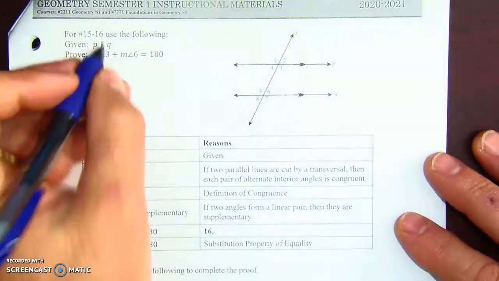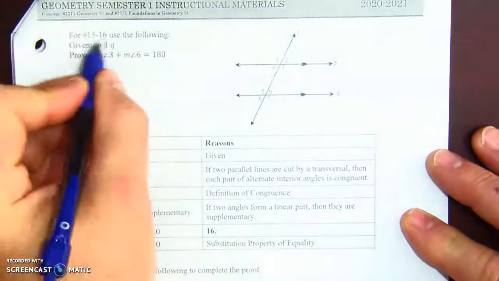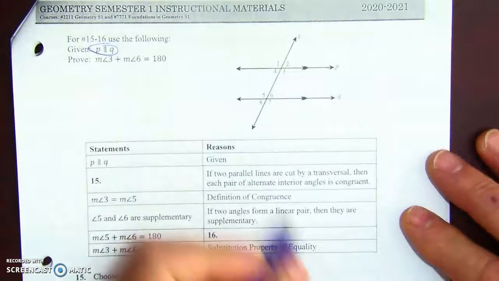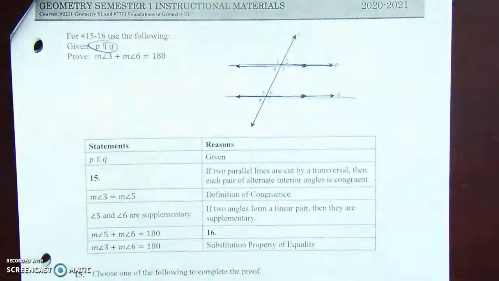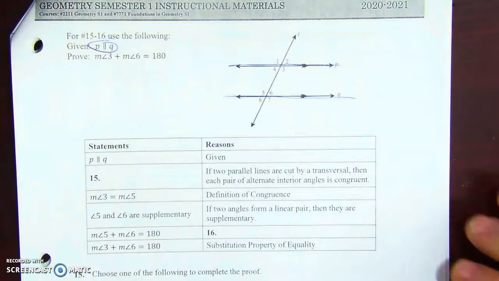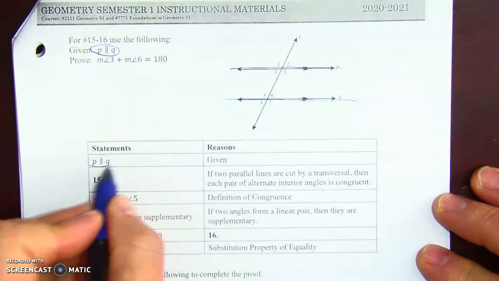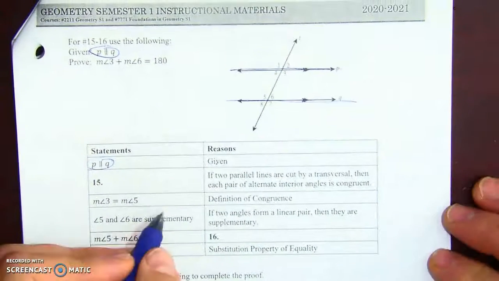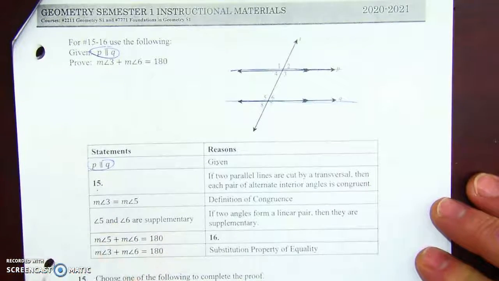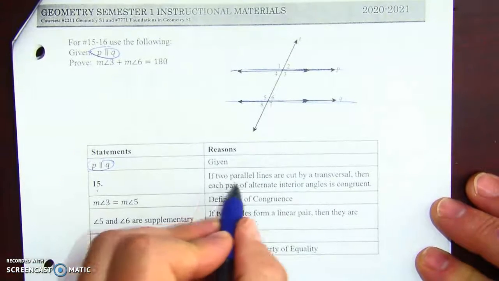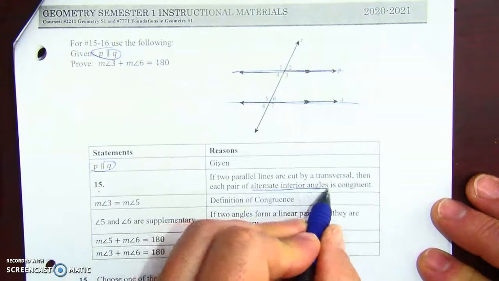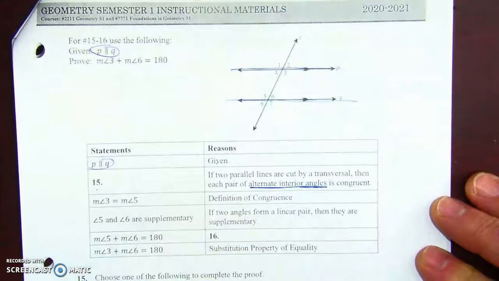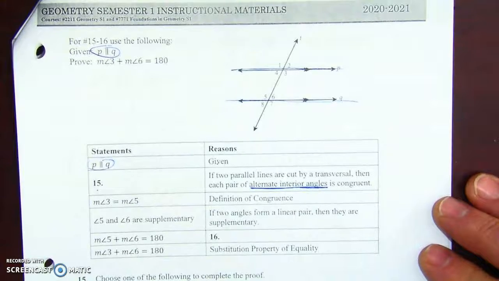Keyword again in a proof, anytime: parallel. So this we know is parallel to this line. Again, looks like we're using alternate interior, alternate exterior, corresponding, and consecutive interior angles. So we got our given here, which is unfortunate. That makes it a little bit interesting. So now we want to go to angle 15. We want to see if two parallel lines are cut by a transversal, then each pair of alternate interior angles are congruent. So we need to find alternate interior angles.